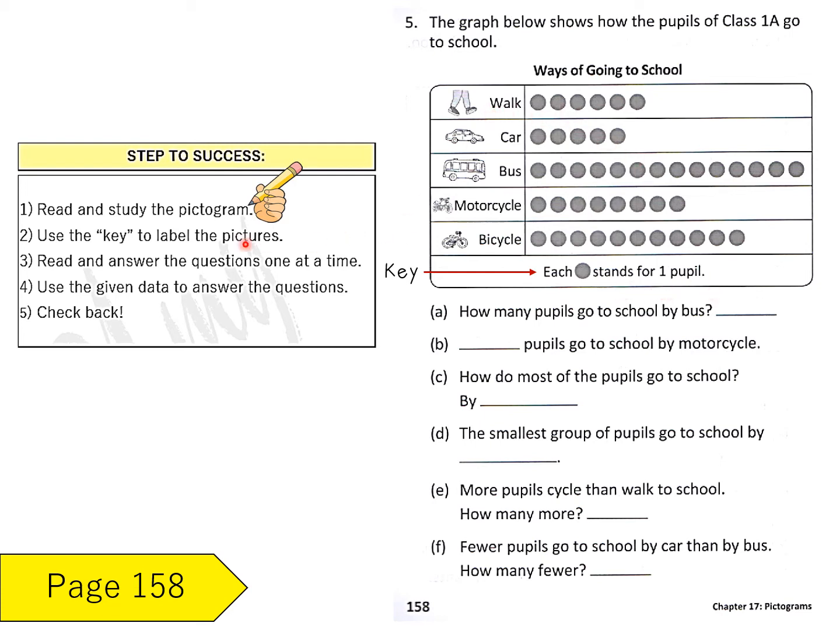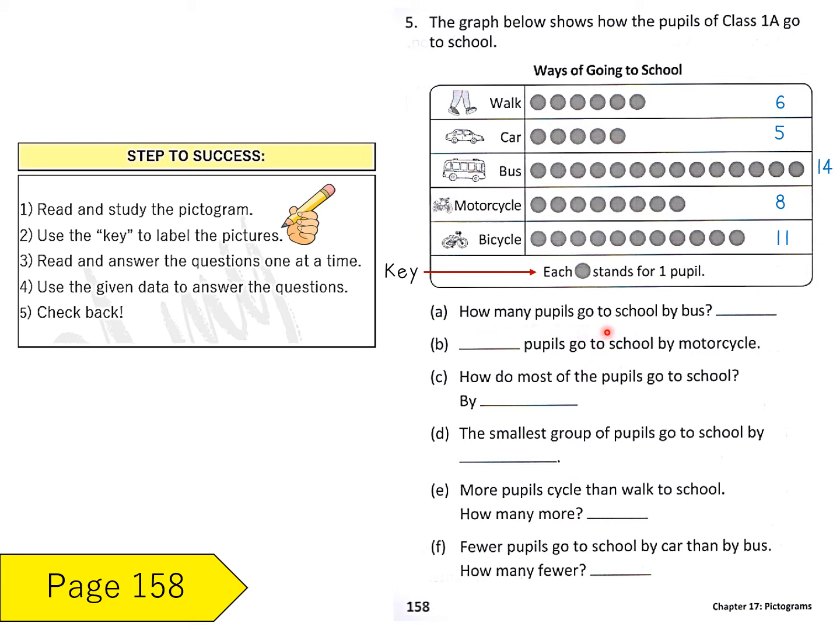So first thing first, use the key to label the pictures. How many by walking? Write the number here. By car, by bus, by motorcycle, and bicycle. Like that. Okay, write the amount here. And then we are going to read and answer the questions one at a time. Use the given data to answer the following questions.